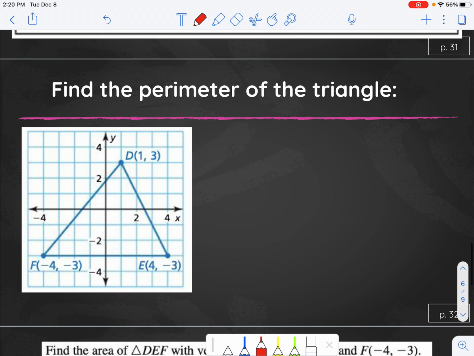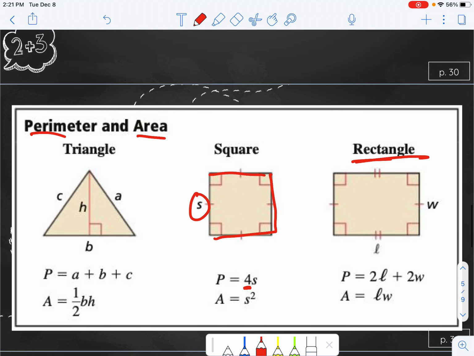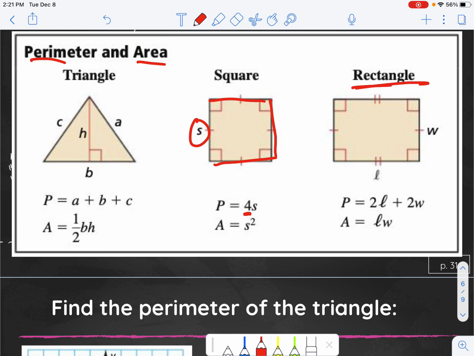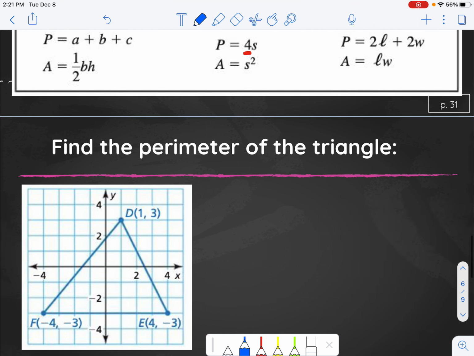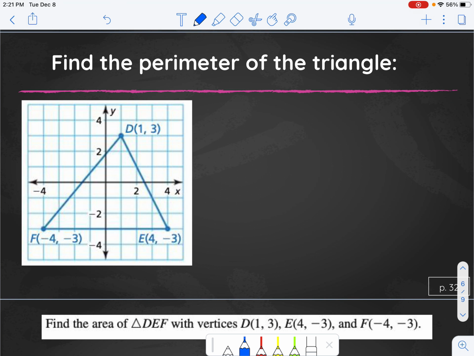So all that to say, we have learned how to plot points. We know how to draw lines. We know about this whole coordinate plane thing. And we hopefully know from middle school how to find area and perimeter. Now we're going to put those two things together.